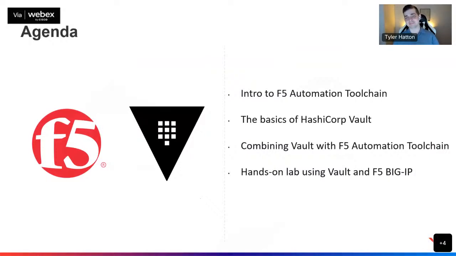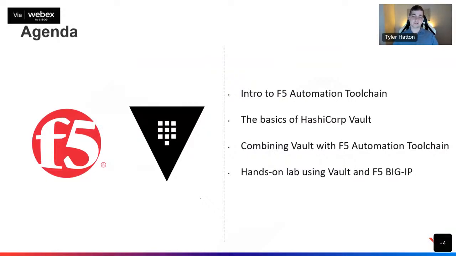The first thing that we want to talk about is an introduction to the F5 automation tool chain. And what that is, and we'll cover this a little bit deeper in a second, it's just a suite of solutions or plugins that you can use for your F5 BIG-IP to make the management of those devices easier for you and your organization. Then we'll talk a little bit about the basics of HashiCorp Vault. I'm going to assume that most of the folks on this webinar today are somewhat unfamiliar with HashiCorp Vault. So what I want to do is a basic introduction of what this solution is, how it works, what value it can provide, and things similar to that.